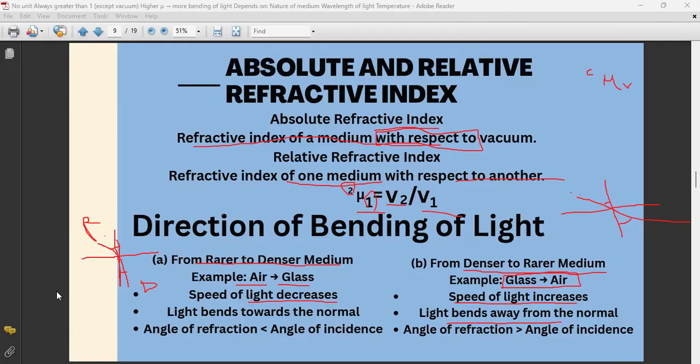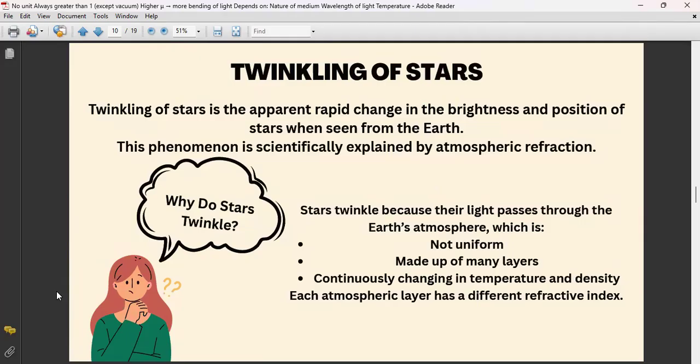Okay, moving on to the next part. Now, twinkling of stars. How do the stars twinkle? Twinkle, twinkle, little star. So twinkling of stars is the apparent rapid change in the brightness and the position. Keep in mind, it is talking about both of the terms, which is brightness and position. This is important, so we have to remember both of these terms.